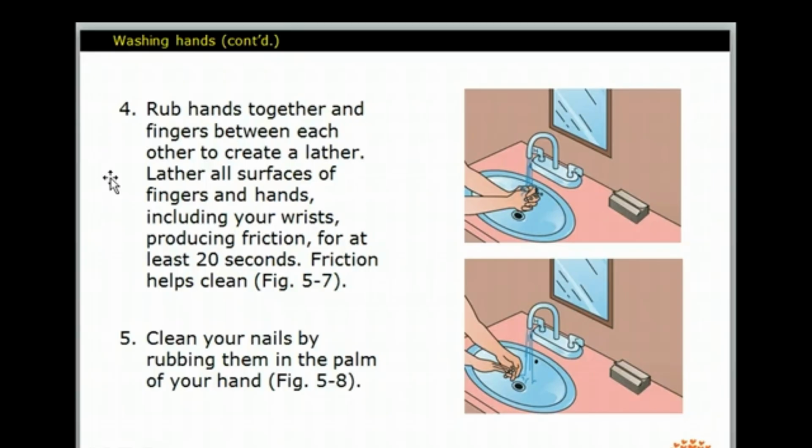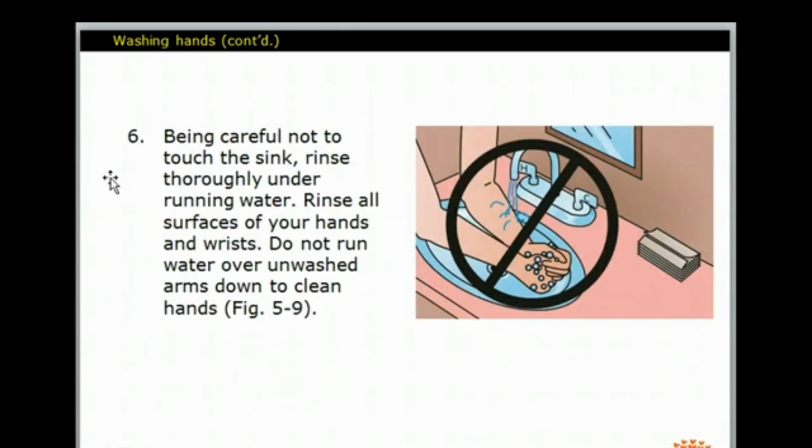This book recommends lathering surfaces, fingers, and hands, including your wrists, producing some kind of friction for at least 20 seconds. Clean your nails. That can be a real place that bacteria like to hang out, so I always like to keep my nails trimmed and limit whatever could potentially get caught under there. Be careful not to touch the sink, and this is a big no-no here. You don't want to run water down your arm, bringing whatever's on your upper arm onto your clean hands. So don't run water over unwashed arms.